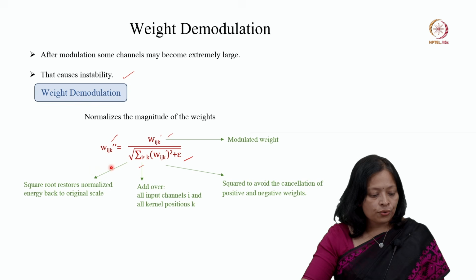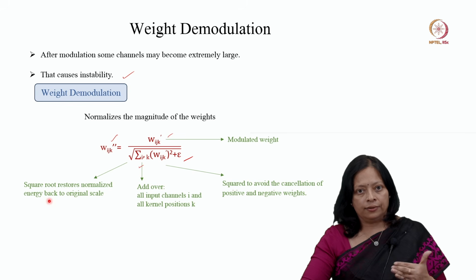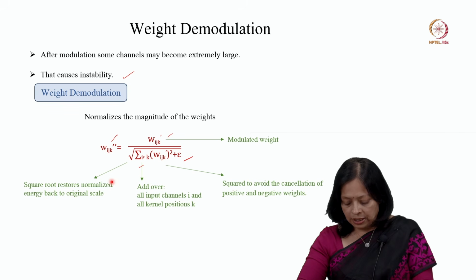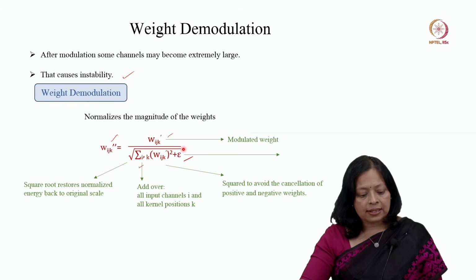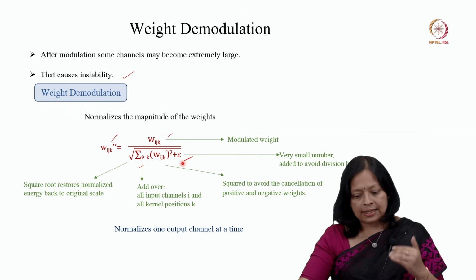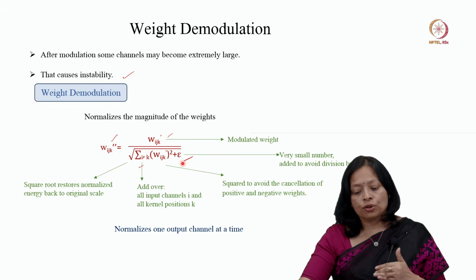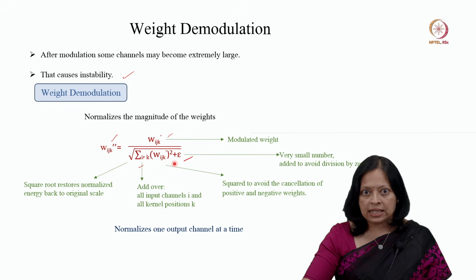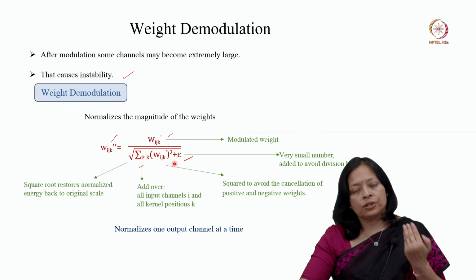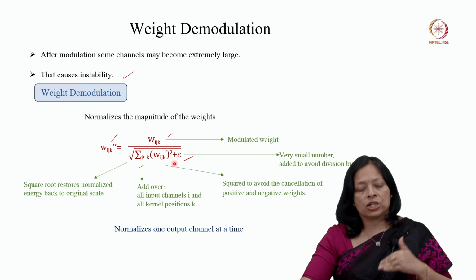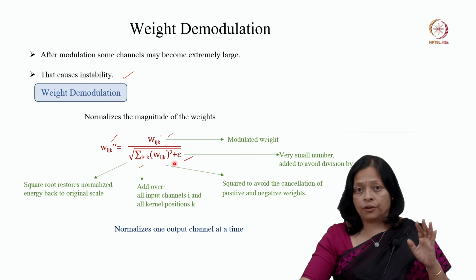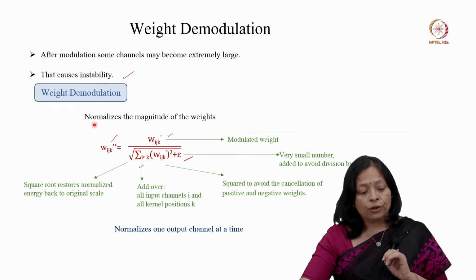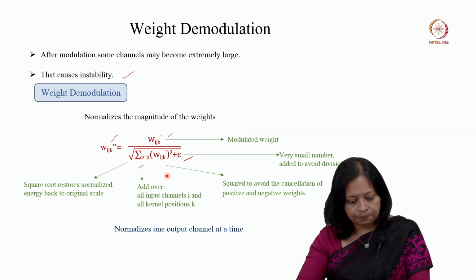And there is a square root. This square root restores the normalized energy back into the original scale. That is the reason for putting the square root term, and there is a term epsilon. Usually epsilon is a very small number which is added to avoid division by 0. So, this is the equation for demodulation of the weights. And why do we demodulate them? Because during modulation it is possible that some of the channels may become very large in number. So, in order to get rid of that, this demodulation step is done.